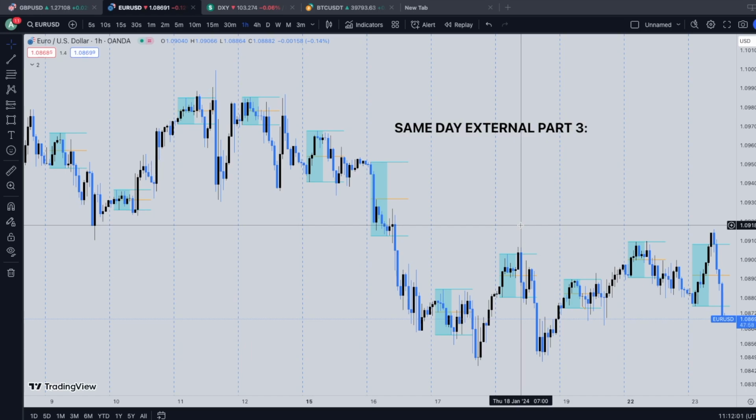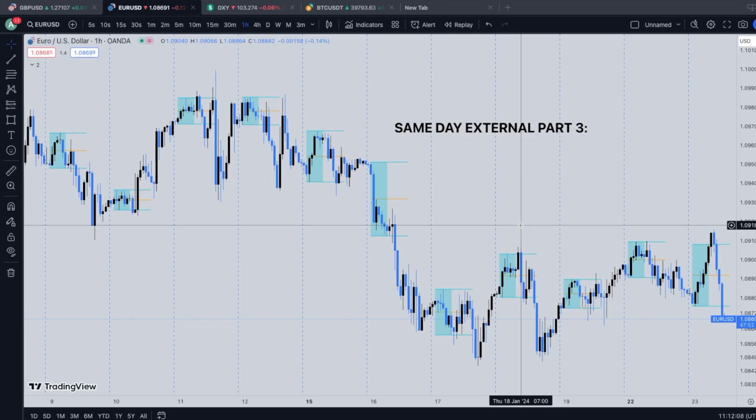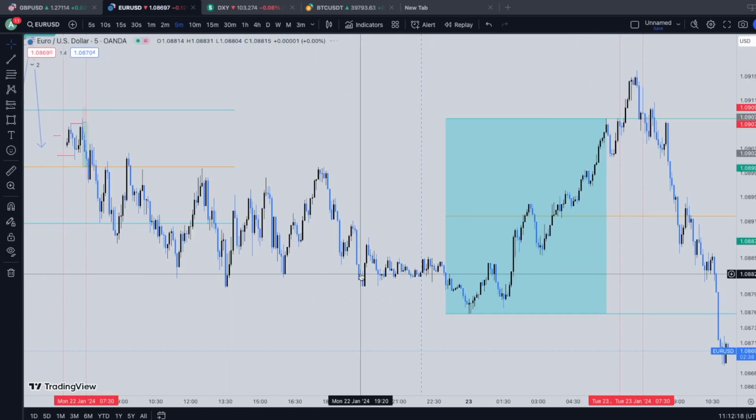So guys, if these drawbacks do apply to you, then stick around and make sure you take enough notes, as I'll be showing you multiple examples of Euro USD manipulating these structure points, the same day externals, to then reverse in the opposite direction. And I'll be touching upon a few of my own personal entry models that me and my community use. So let's get into the charts now, guys.